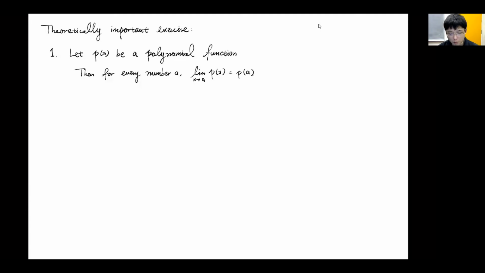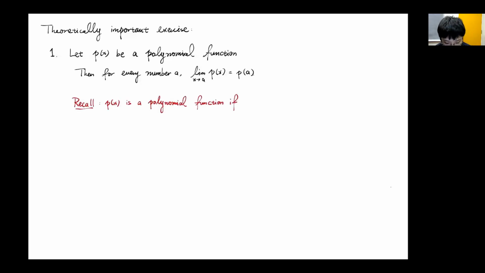So let p of x be a polynomial function. Then we want to prove that for every number a, the limit of p of x is the same as p of a. Okay, so let's start by recalling what a polynomial function is.